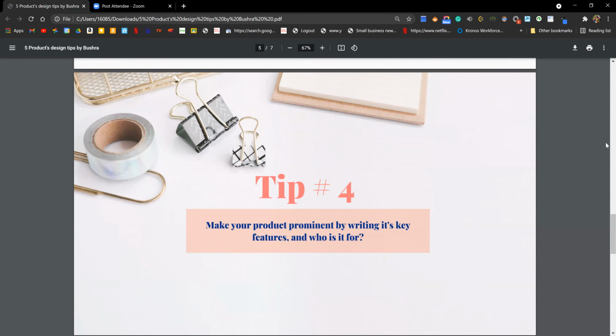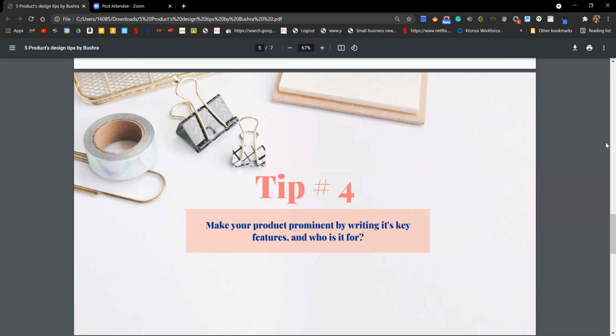Make your product prominent by writing its key features and who it is for. Okay, so this part is crucial. You cannot miss this. You have to write about your product. What is it? Because what is obvious to you does not mean it's obvious to everybody. And if you don't tell what your product is about, nobody is going to care for that.